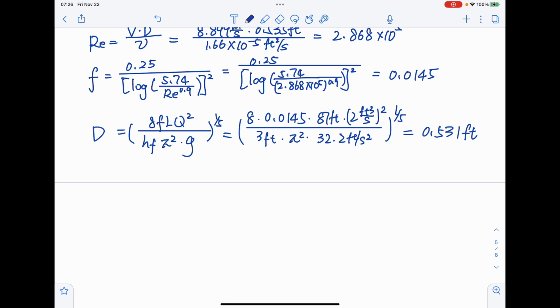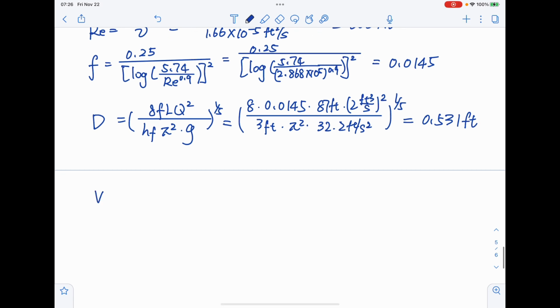And with this new D, you're gonna find new V. V equals Q over A. Q is 2 cubic feet per second. A is pi over 4 times D, which is 0.531 feet. And the velocity should be 9.031 meter per second.